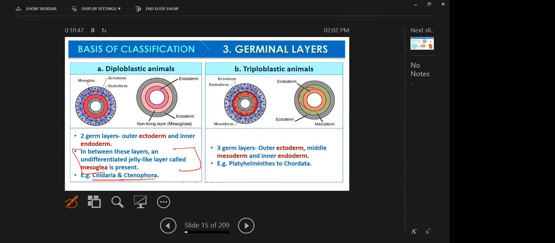Now, this mesoglea, if it gets differentiated finally to form a group of cells in the middle, they are called mesoderm. So Platyhelminthes to Chordata.